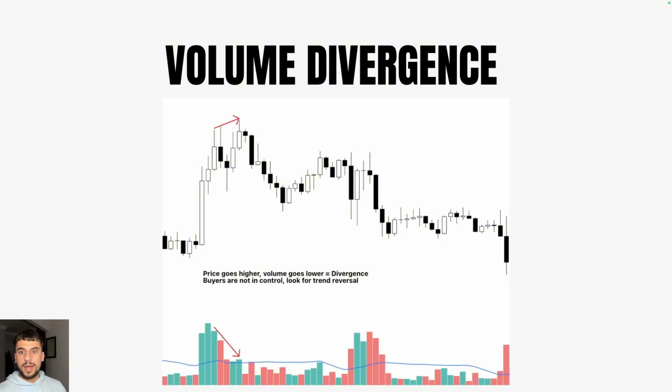And the opposite of volume harmony is volume divergence. So this is where price goes higher in this example. Volume, however, goes lower. Divergence. So this shows that buyers are not in control because price is going higher and less effort from the bulls is participating in that price going higher. Therefore, they're not willing to push it with more force. And that can be a sign to look for a trend reversal.